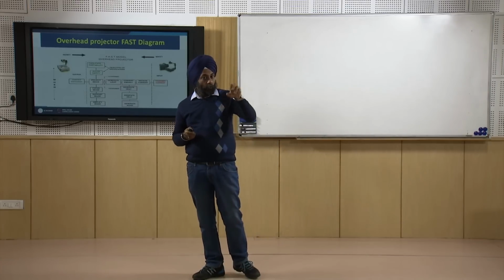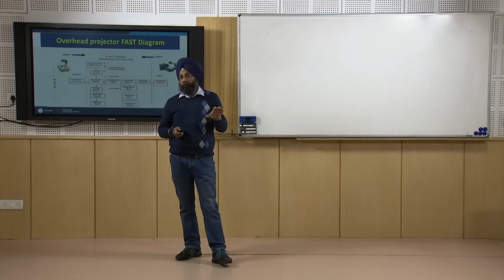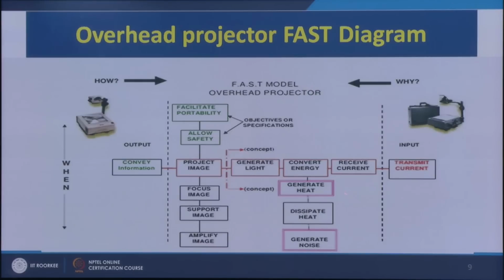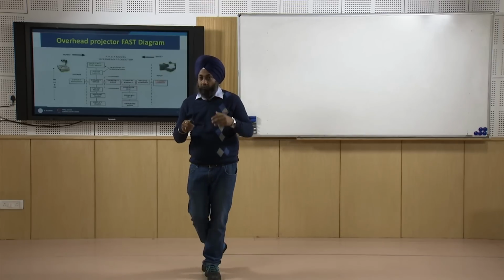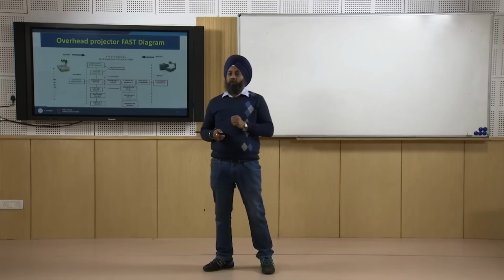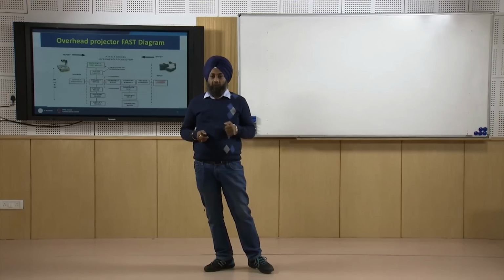Now suppose we know from our background that there are sources of light which do not produce any heat. All these functions will be completely eliminated and your product will become a simpler product. There would be no noise, there would be no heat, so it would become a more valuable product for the organization as well as for the customer who is going to buy the product.